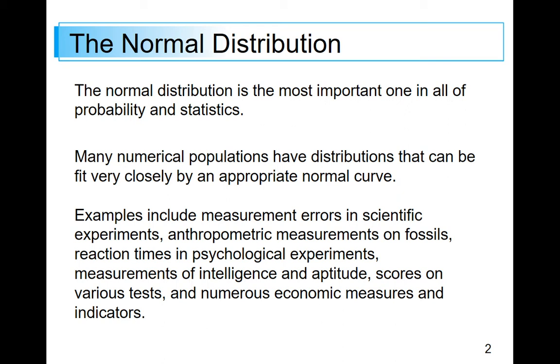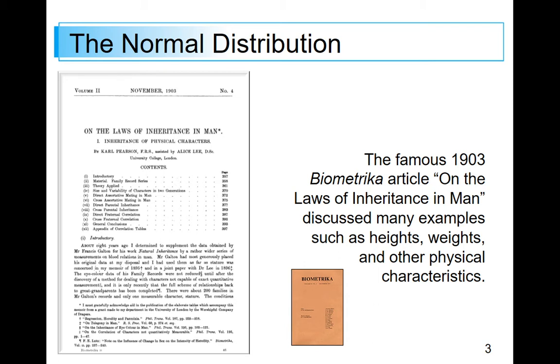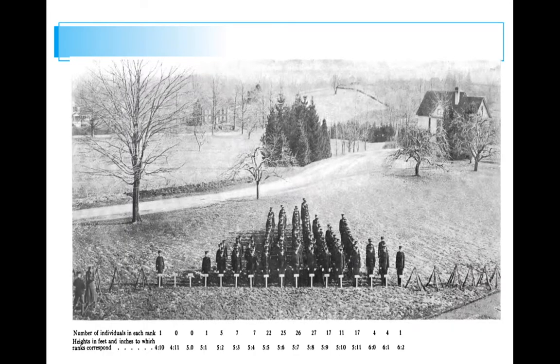So, measurement in scientific experiments, heights, intelligence and aptitude scores, economic measures and indicators, many of these follow approximately a normal distribution. Now, part of this is that there was a famous 1903 biometric article on the laws of inheritance of man, and they discussed many heights, weights, and they used a normal distribution. Here are the number of individuals in the Army. Corporals in the Army were normally distributed like this.